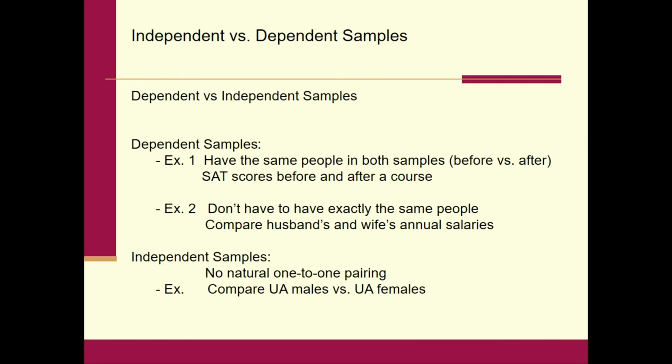Well, what about the independent samples case? So I'm down here at the bottom of the slide. It says no natural one-to-one pairing. This would be an example of we want to compare University of Akron males versus University of Akron females somehow. I don't know, GPA or something. At least on average.